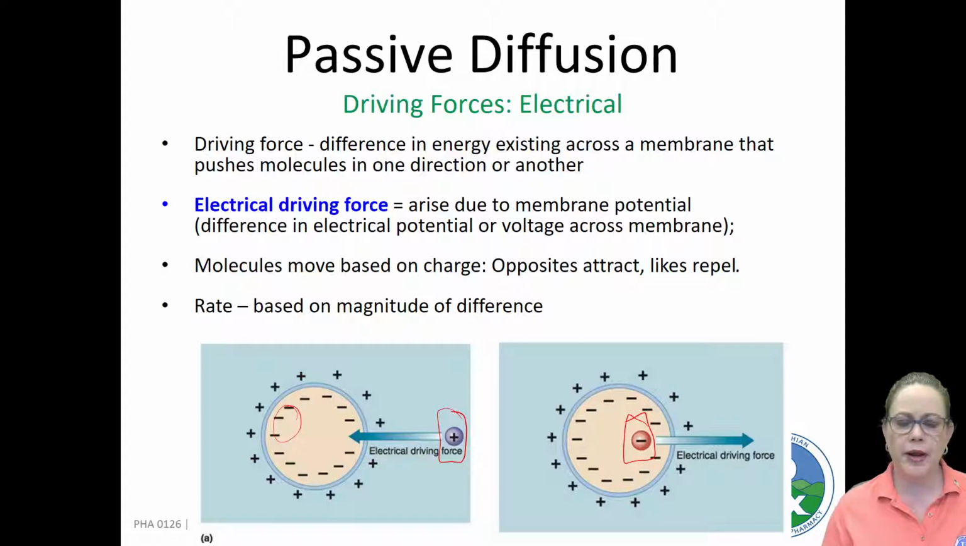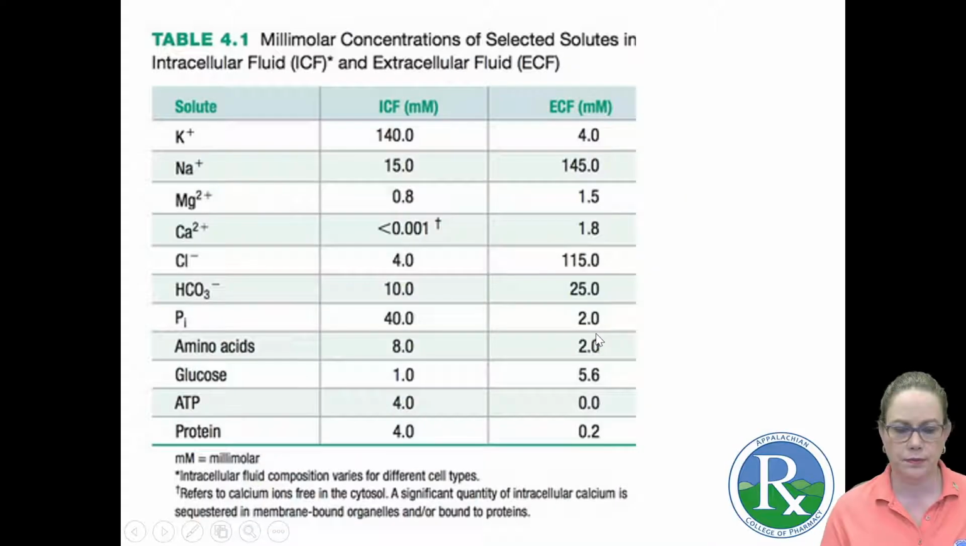And our rate will be based on the magnitude of the difference. How big is the positive charge? How great is the difference between the two? We're not going to get into those more detailed calculations. I'm just looking for you to recognize that something with a positive charge is going to want to be in the cell because it's somewhat negative, and something negatively charged is going to want to be outside the cell.